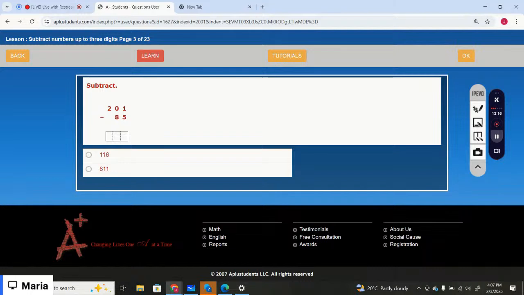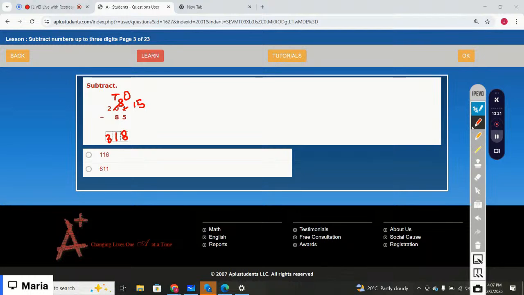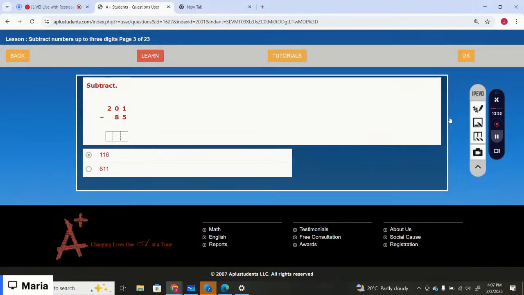201 minus 85. So you cannot subtract 1 out of 5. You need to borrow 1. Here you have already 0. You can borrow 1 from here. That makes 10. Now you can borrow 1 from here. Here you have 11. 11 take away 5 is 6. Very good. 9 take away 8 is 1. That is 116. Option 1 is the correct option.